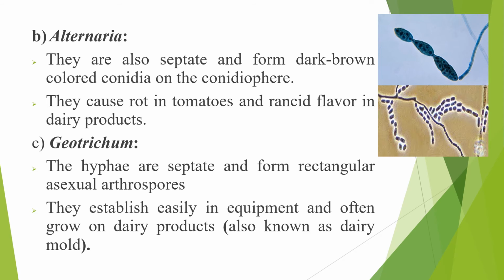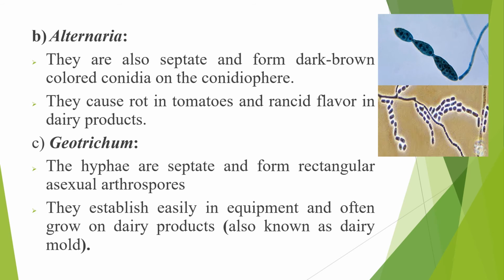Second group is the Alternaria, and coming to their structure, they are septate and form dark brown colored conidia on a conidiophore. And coming to the diseases, they cause rot in tomatoes and also produce a rancid flavor in many dairy products. And the third one is Geotrichum.